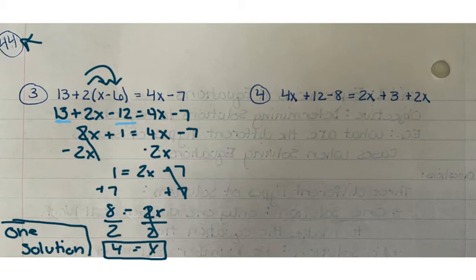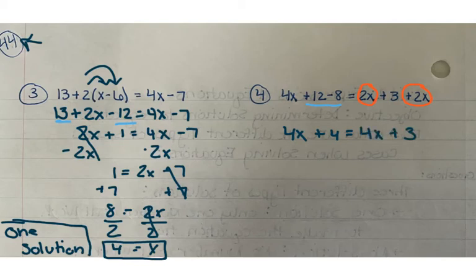Okay, let's take a look at our next one. I don't need to distribute this time, but I do need to combine like terms. So I have like terms, 12 and -8. And on the other side, I have like terms, 2x and 2x. So let's put these together. So I'm going to get 4x plus 4. And then I'm going to get 4x plus 3.